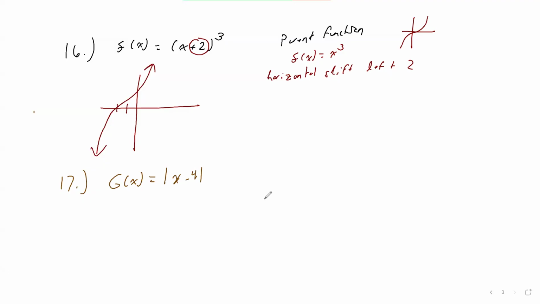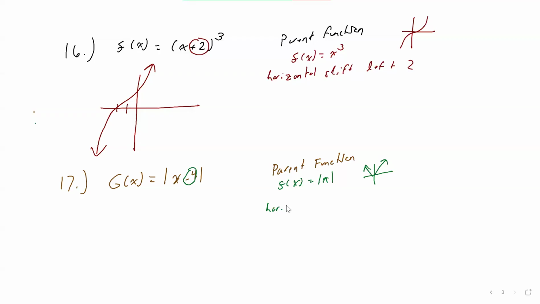All right, much better. All right, so in this case, my parent function, let's see. So the only thing I see that's different is this minus 4. So that means that my parent function must be the absolute value of x, which I now know looks like this right here, based off our previous lectures. And so then I look at it, it's being done inside the parentheses.